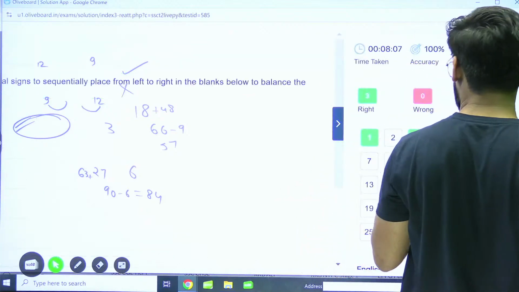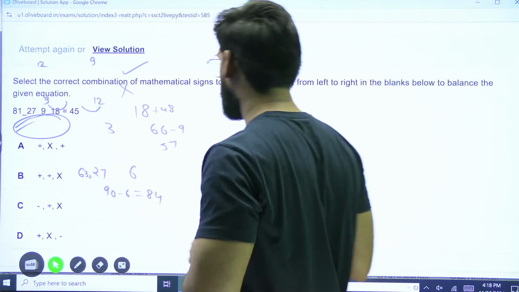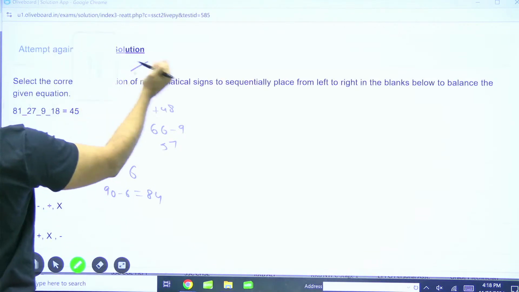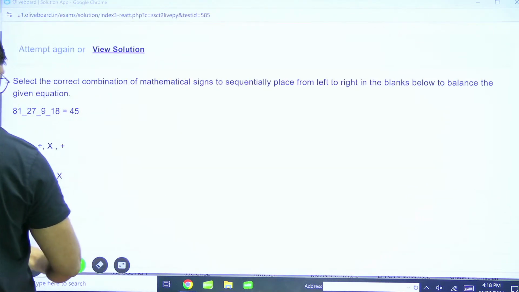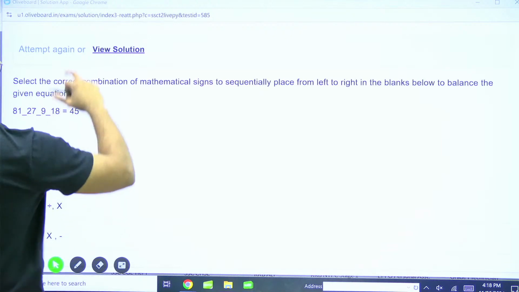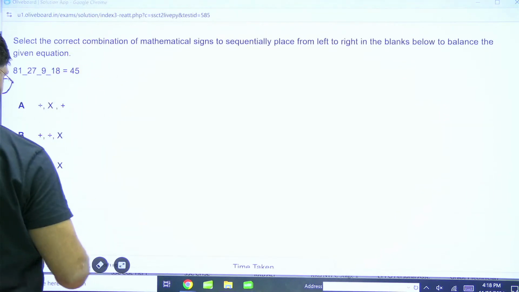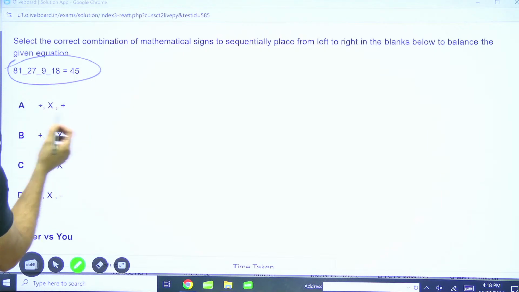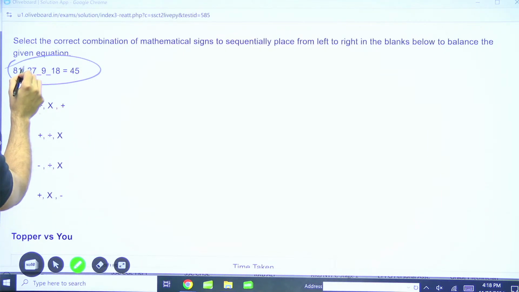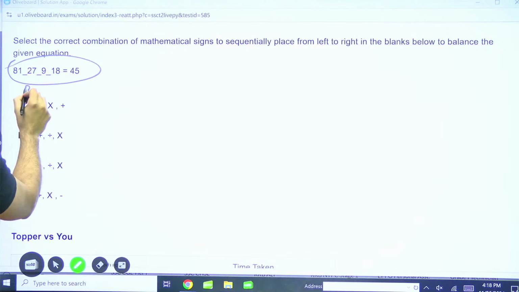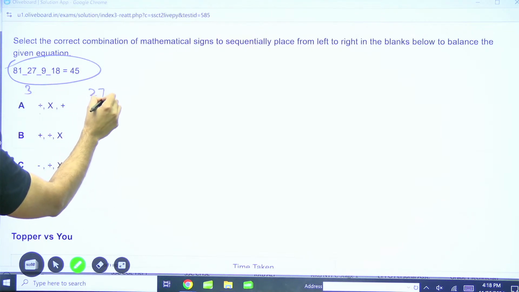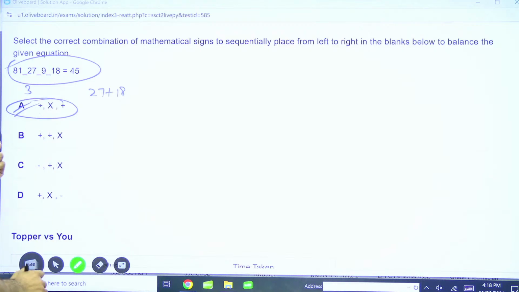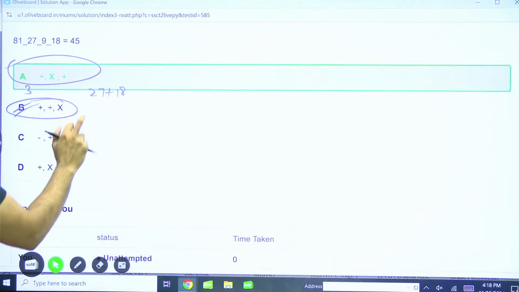Next question, 11th, again from mathematical operations. We have this series and have to fill the blanks to get the right answer. Dividing 81 by 27, I get 3. 3 multiplied by 9 gives 27. 27 plus 18 gives 45. Hence A is the right answer. By luck, we got the first option. Let's mark A.